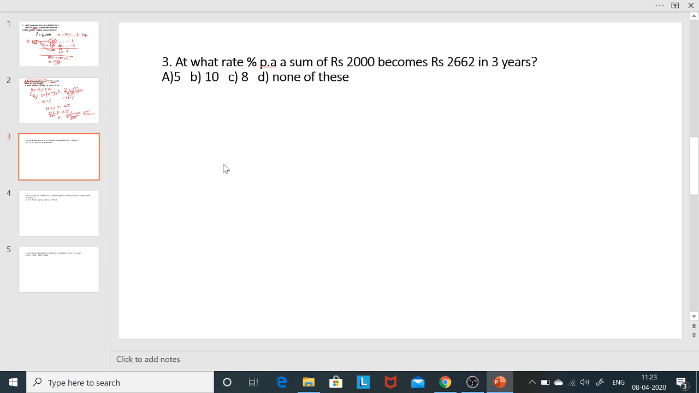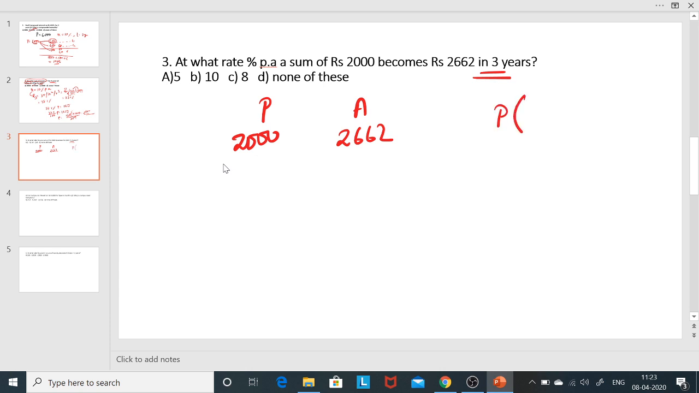You see, here your principal and amount is given. So your principal is 2000 and amount is 2662, and here the rate of interest you have to calculate, and time is 3 years. So these questions can be calculated in various ways. In last class we discussed the formula of calculating rate of interest.